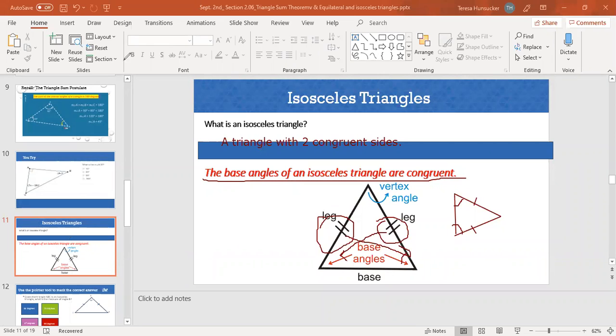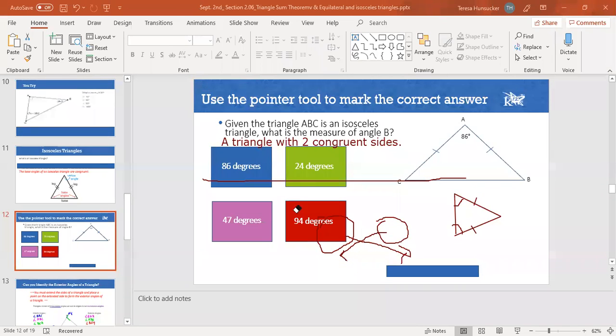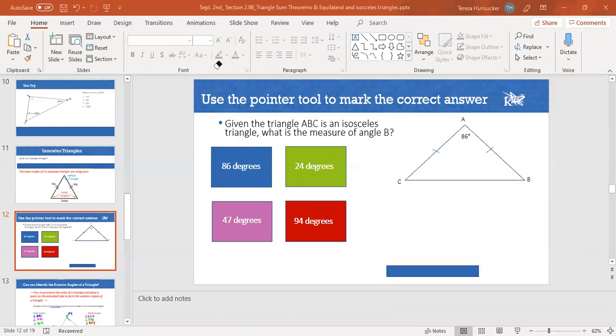All right. So with that said, can you answer the question? Given the triangle ABC, what is the measure of angle B? So I want a base angle. Okay, again, how do you find your base angles? Go to the sides that are marked congruent and go directly across. Those are your base angles. Okay, and remember, they're congruent.